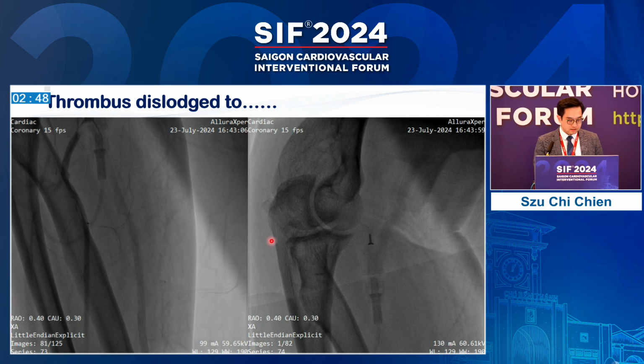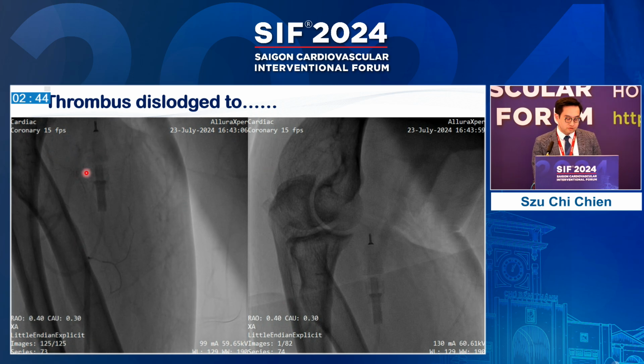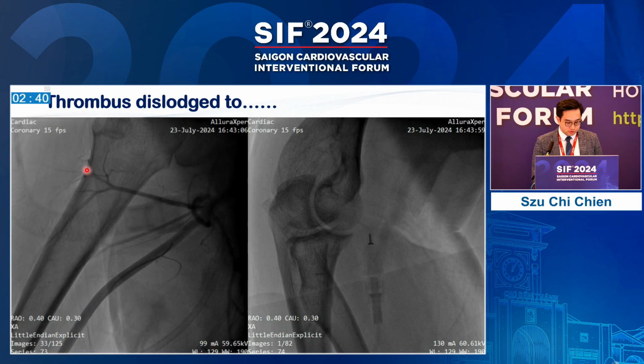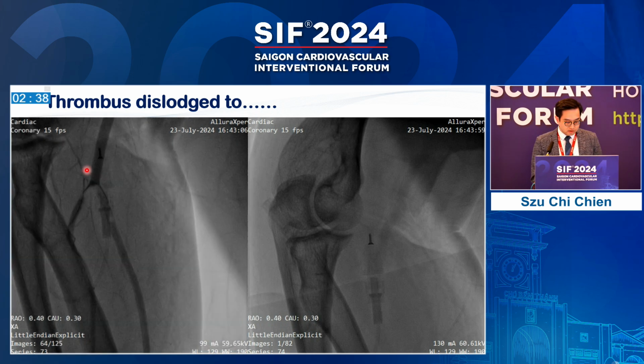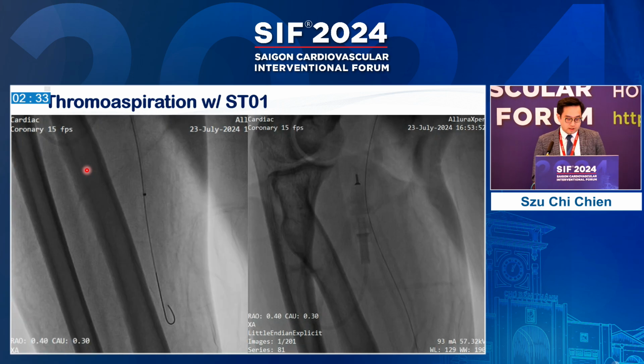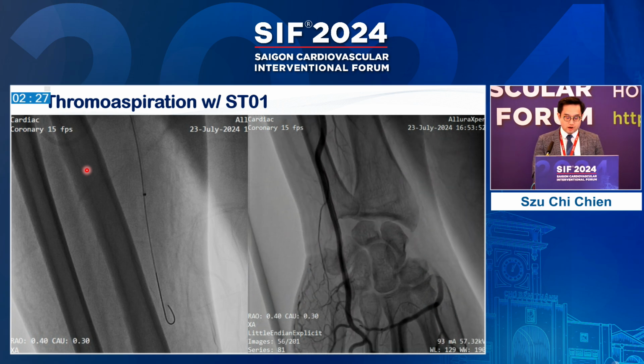Yeah, the thrombus just dislodged in the bifurcation of the radial artery and ulnar artery. You can see that here. But I think that's easier. So I just wire down and do thromboaspiration with ST01. Then finally, as you can see, all the radial artery comes out.